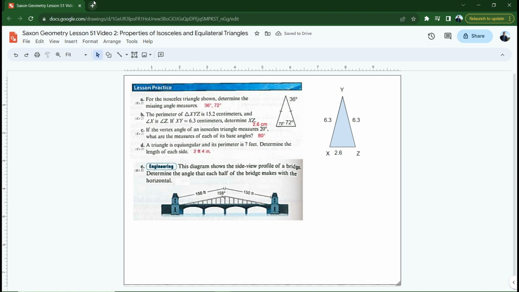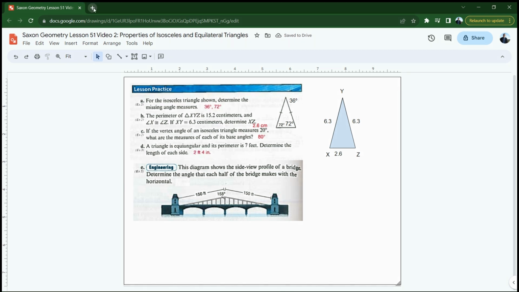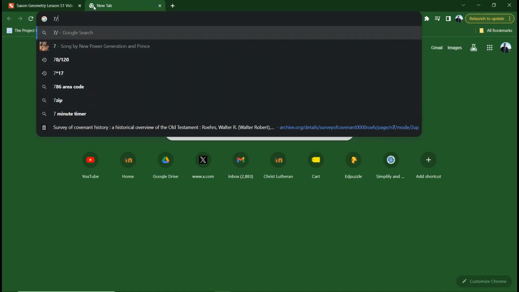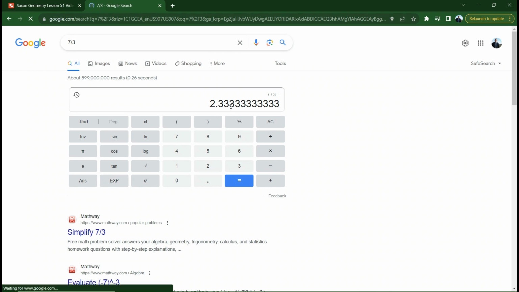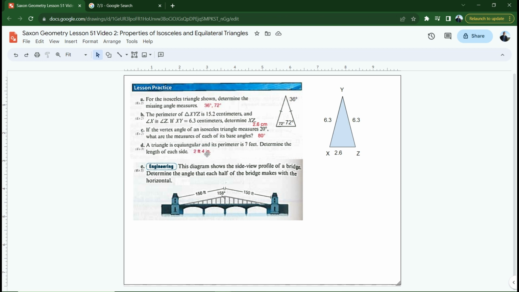7/3 of a foot happens to be 2 feet 4 inches. Don't believe me? Let's do the math. 7/3 is 2.3333, or 2 1/3, right? 1/3 of a foot is, well, a foot is 12 inches. 1/3 of that is 4 inches. 2 feet, 4 inches. That's how you figure that out.